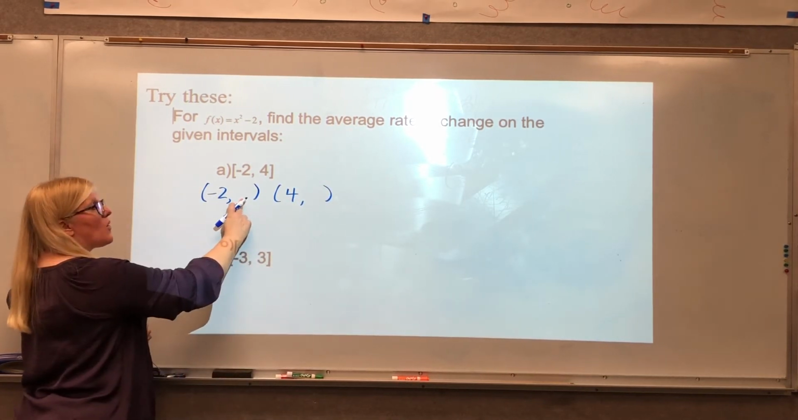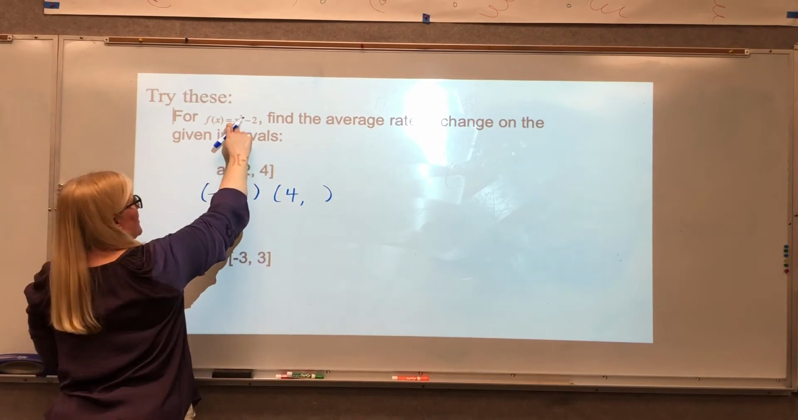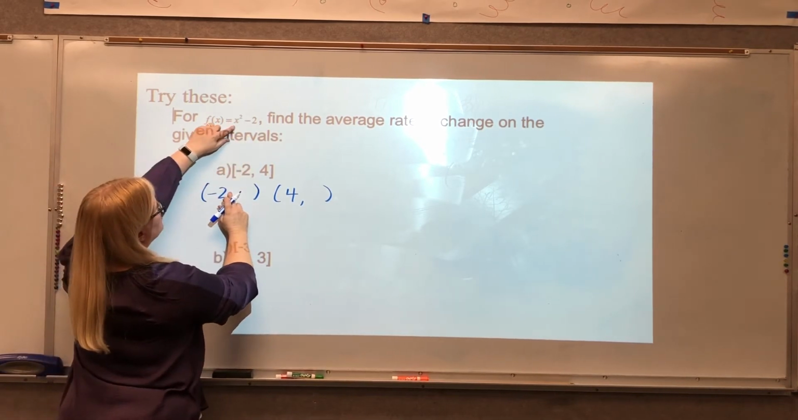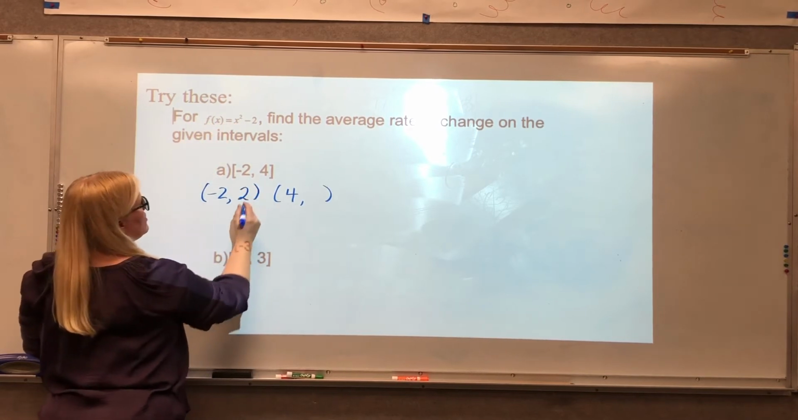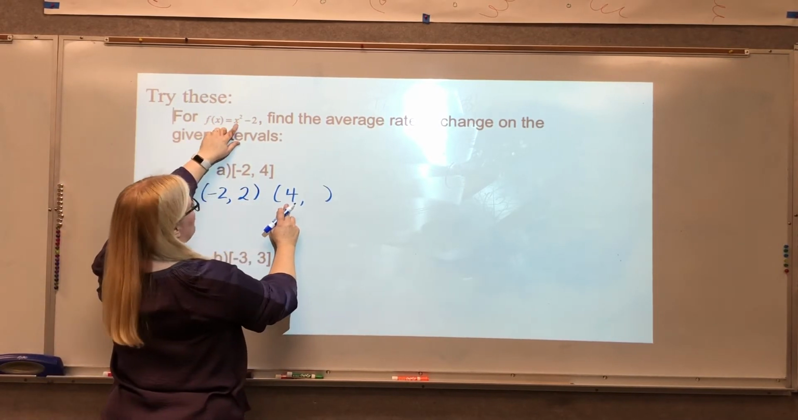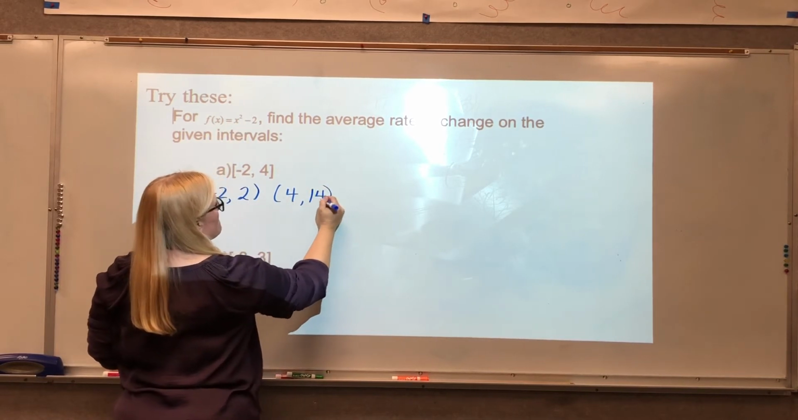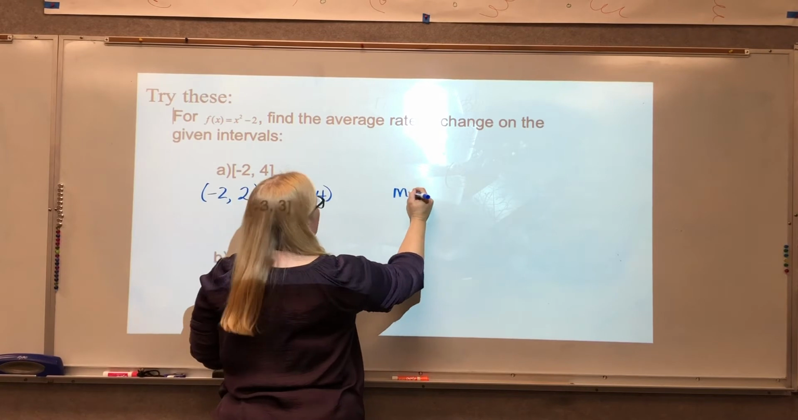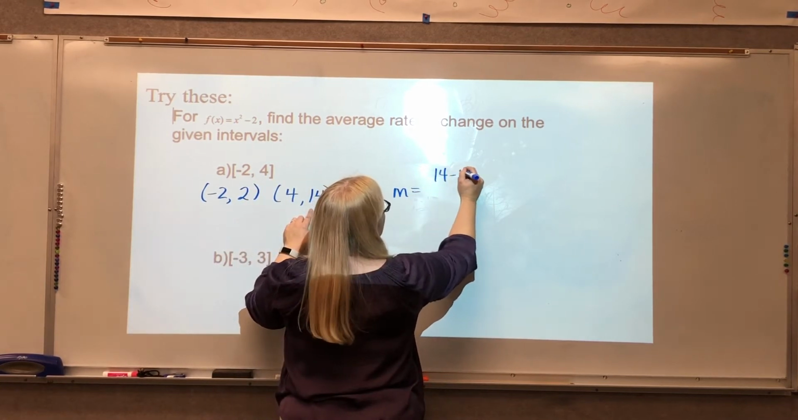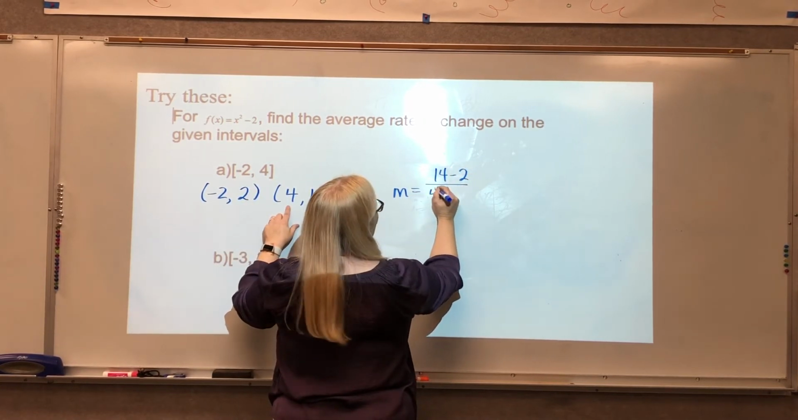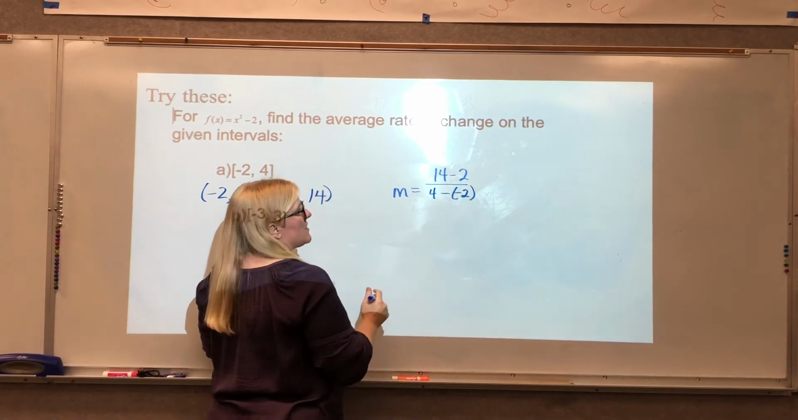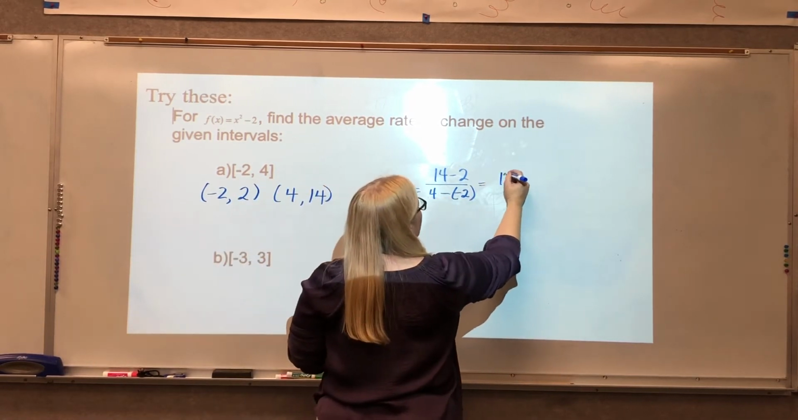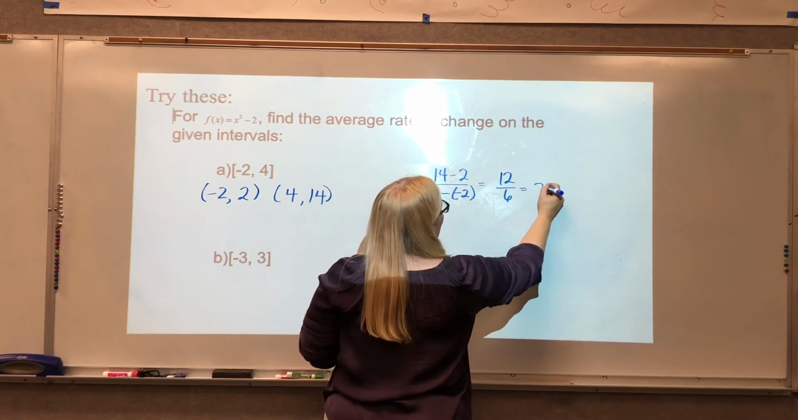So how do I find y? I plug it in. -2 times -2 is 4, minus 2 is 2. 4 times 4 is 16, minus 2 is 14. Now when I find the slope, I have 14 minus 2 over 4 minus a -2. That's going to add. So this gives me 12 over 6, or 2.